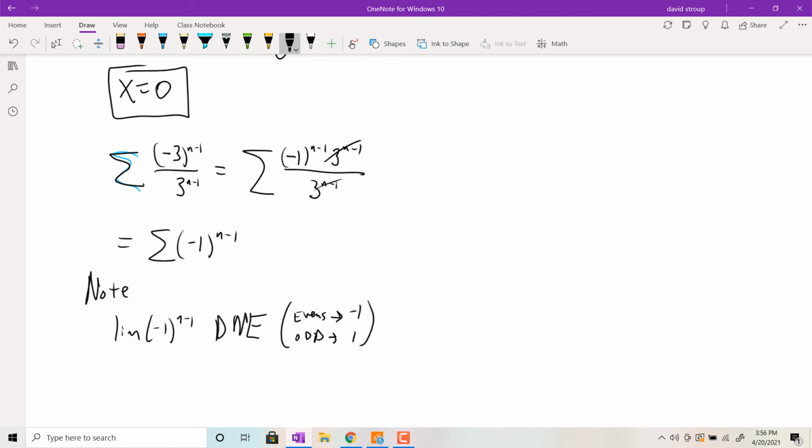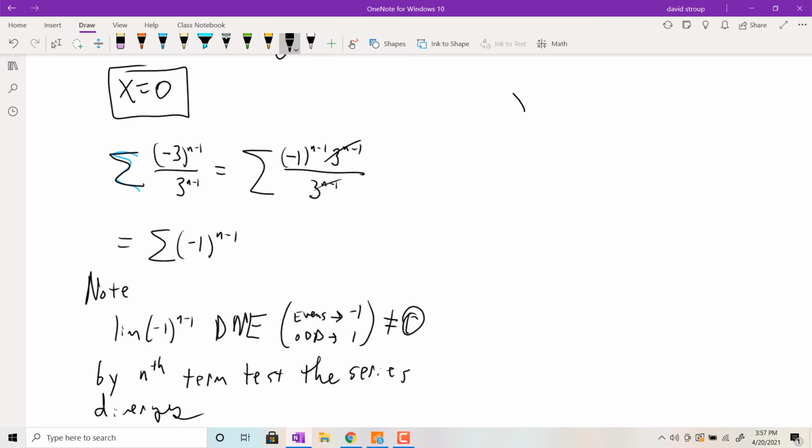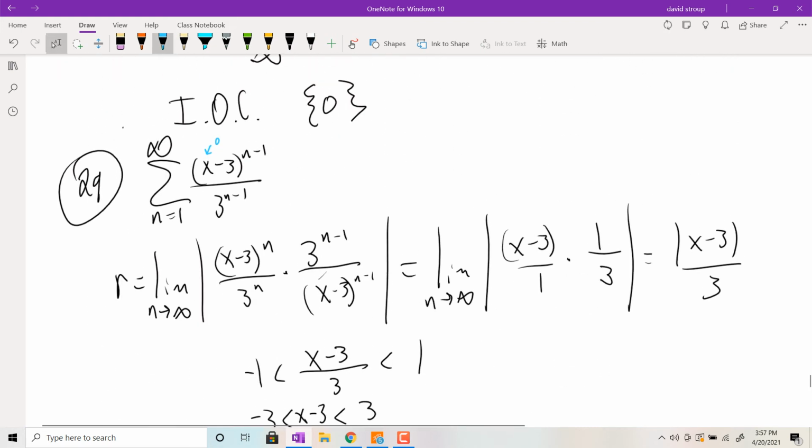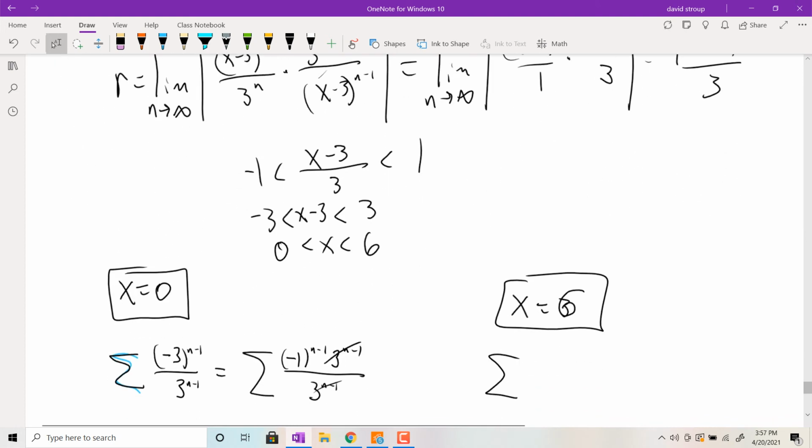Okay. Hence, it does not equal 0. So this does not equal 0. And so by the nth term test for divergence, the series diverges. Okay. Let's check out the other endpoint at 3, or rather 6. So plugging that into my series, you're plugging in 6 where I plugged in 0 before. So you'd have 6 minus 3, which is 3. So you'd end up with 3 to the n minus 1.